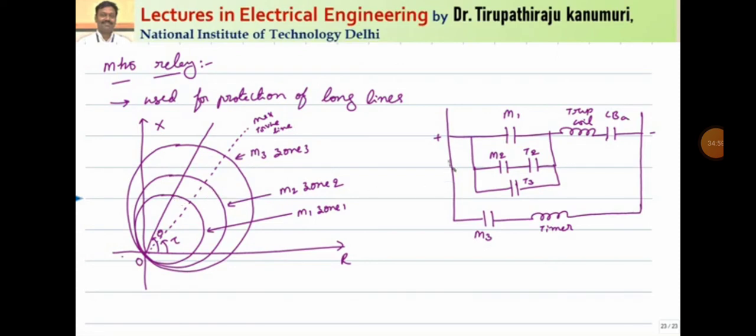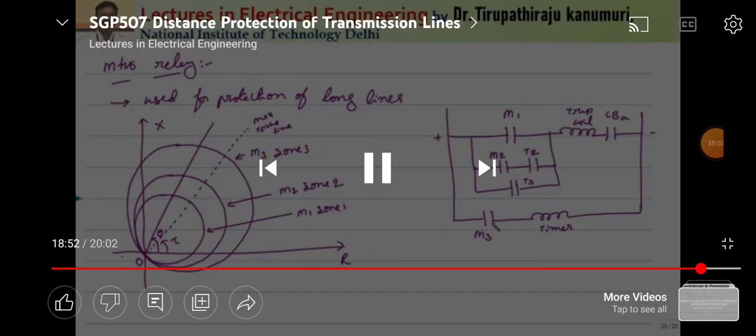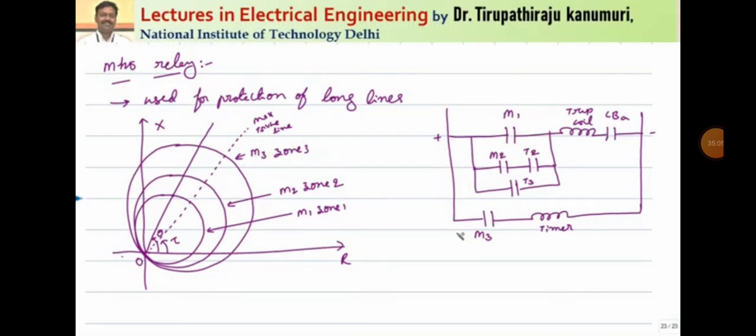So here what will be there? Again, the actuating quantity will be the zone number 3 element. That means M3 will be the actuating quantity. Whenever the fault happens, M3 detects the fault and starts the timer unit. Now, if it is within the range of M1, the instantaneous relay is activated, so it will trip your trip coil.